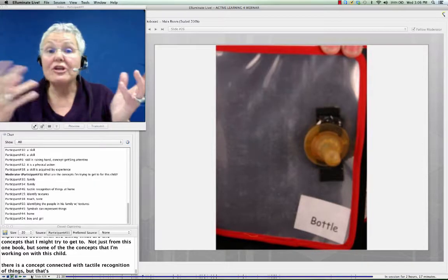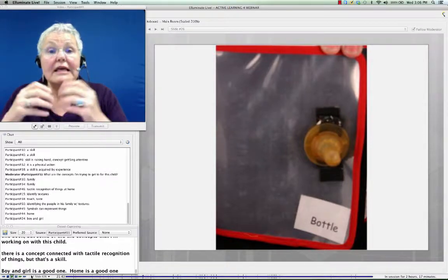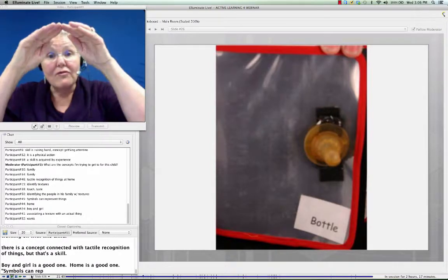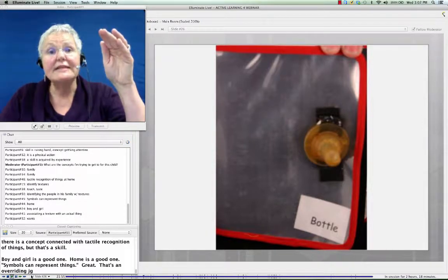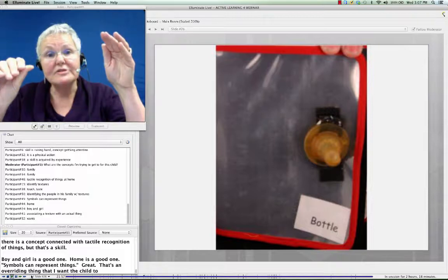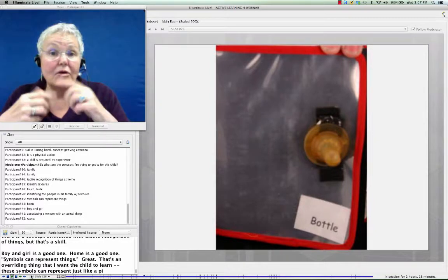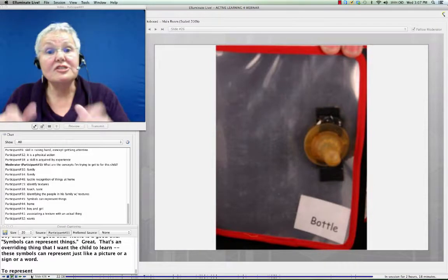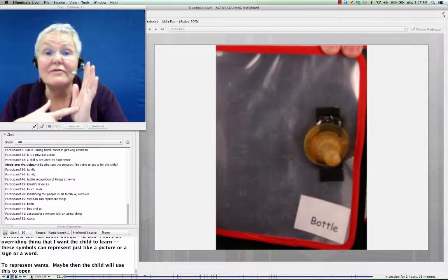Boy and girl is a good one. Home is a good one. That symbols can represent things. Great. So that's going to be that overriding thing I'm trying to get the child to get to, knowing that these symbols, these tactile, tangible symbols, are things that can represent just the same as a picture or a sign or a word. To represent once. Maybe at some point this child then uses this to open the book to his favorite toy because he can't find it where it is normally and let you know, I want this.